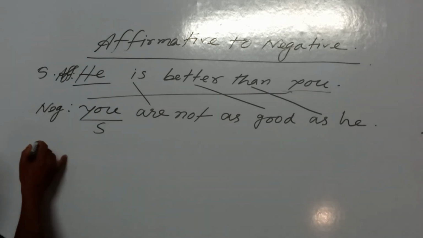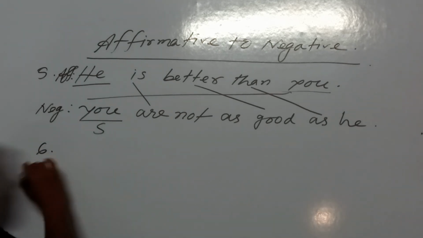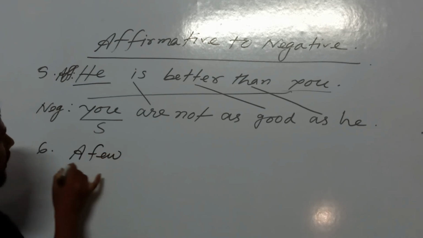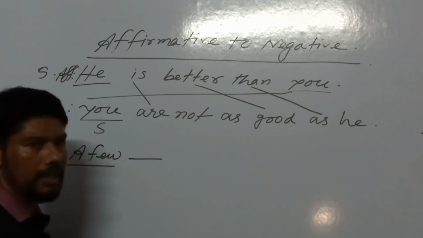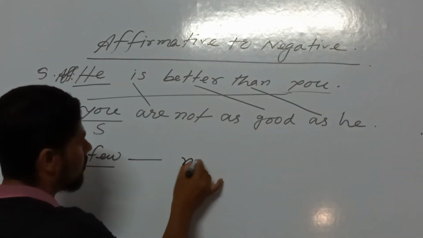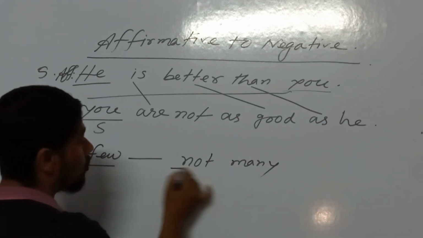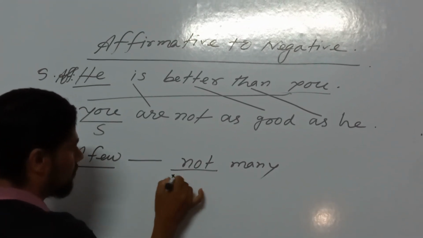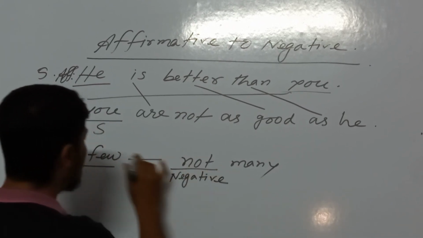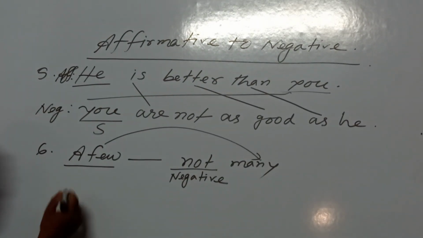So my dear learners, we are going for the next rule. If you find "a few" in the affirmative sentence, it will be "not many" in the negative. So "not many," that means we have to make the sentence negative, and then instead of "a few" we have to write "many." So look at the example.